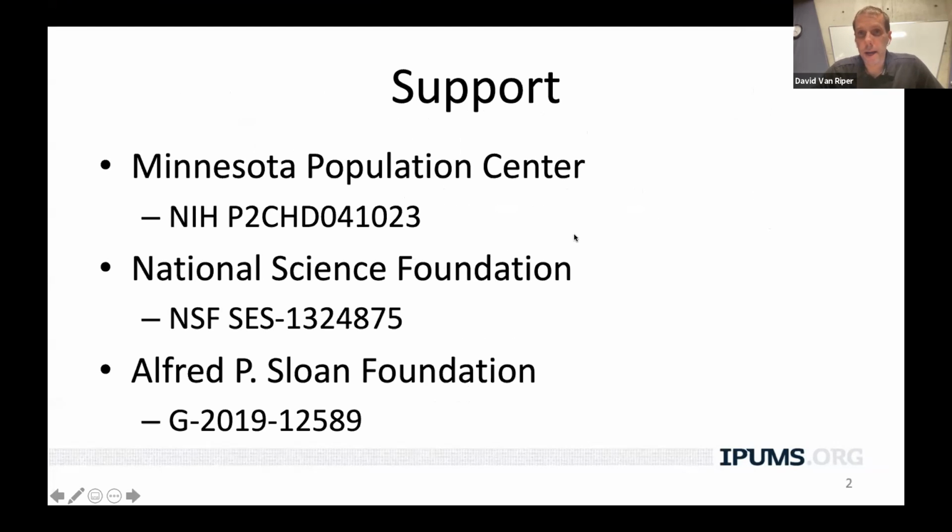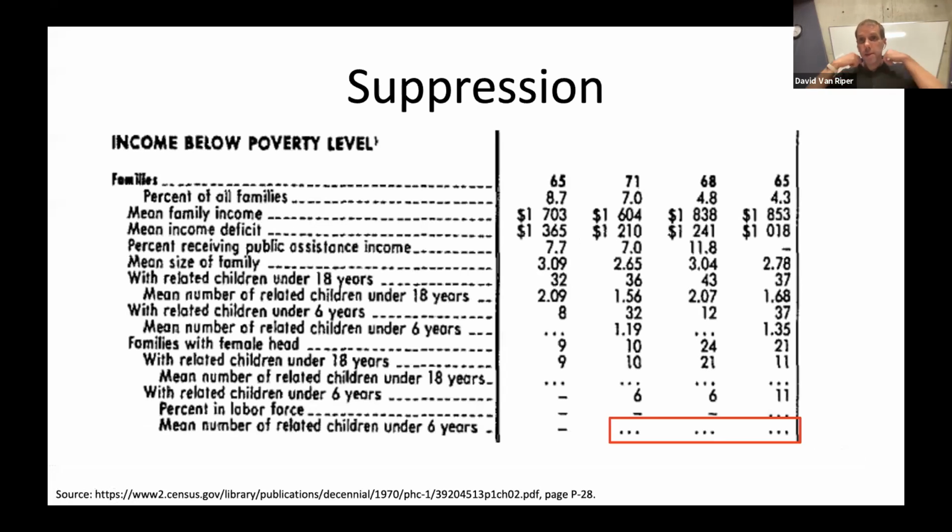I want to first give a shout out to the groups that have been supporting this research. The Minnesota Population Center, the National Science Foundation, and the Alfred P. Sloan Foundation have funded a lot of the research that we've done here at the Minnesota Population Center on this particular topic. The Census Bureau for a long time has used various methods of disclosure avoidance to protect the confidentiality and privacy of respondents.